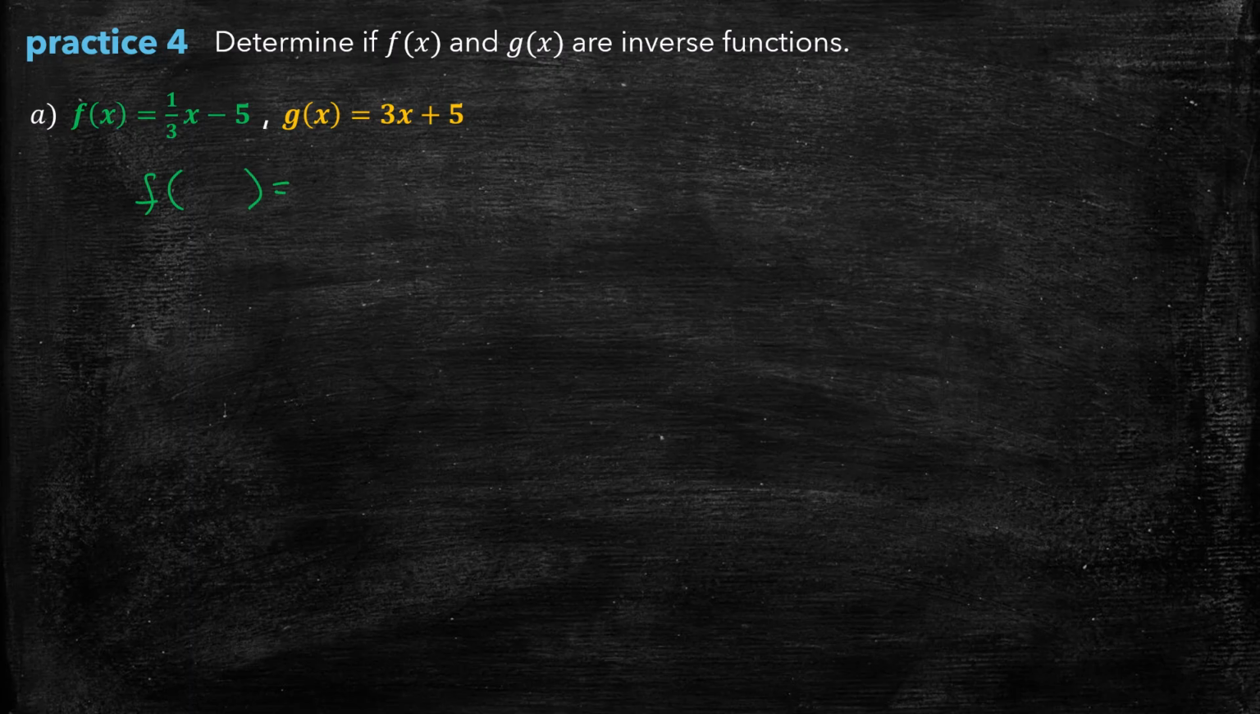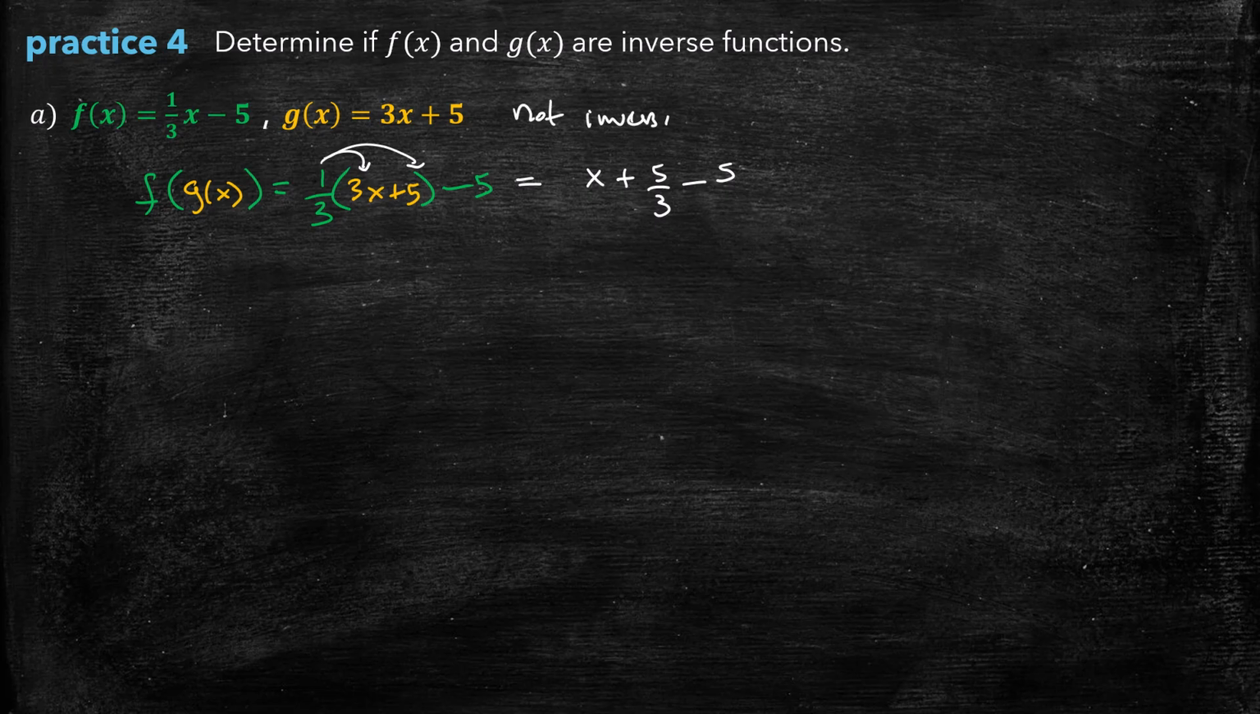So f says whatever you put into me, take a third of that and subtract 5. And then we come along and we want to see, well, let's just put the whole of g of x in there. So g of x is 3x plus 5. And then what we do is simplify. So we'll distribute and we get just x plus 5/3 minus 5. Oh dear. So it just seems like they don't cancel out to give x, and therefore we don't even have to check g of f of x. We know that these are not inverse functions. If one of them fails, there's no point checking the other.